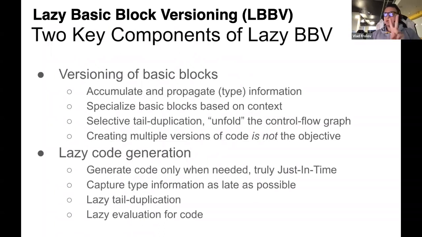It's based on two statements. The first is versioning of basic blocks. It means accumulate and propagate type information. Specialized basic blocks based on context. Selective tail duplication unfolds the control flow graph. Creating multiple versions of code is not the objective. And the second statement is lazy code generation. We can generate code only when needed, truly just in time. Capture type information as late as possible. Lazy tail duplication, lazy evaluation for code.